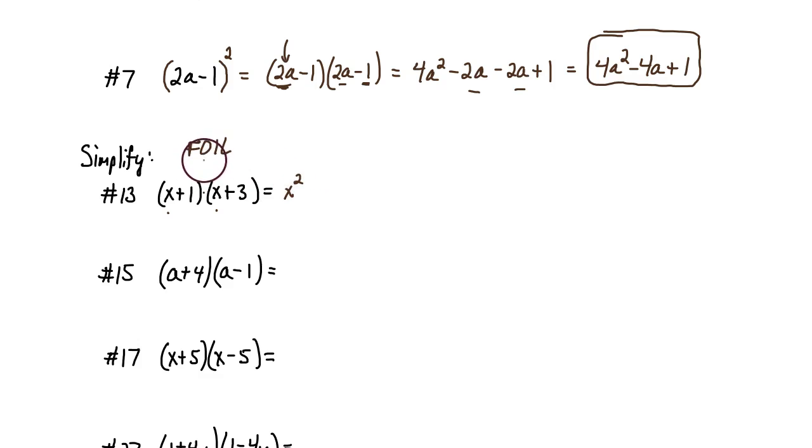The letter O tells you to multiply the outer terms together. That would be the x multiplied over to the 3. X times 3 is positive 3x. The letter I tells you to multiply the inner terms together. That would be the 1 times the x, which is 1x. The letter L tells you to multiply the last terms in the parentheses. That would be the 1 times the 3. This term and this term are like terms and will combine together. X squared plus 4x plus 3.